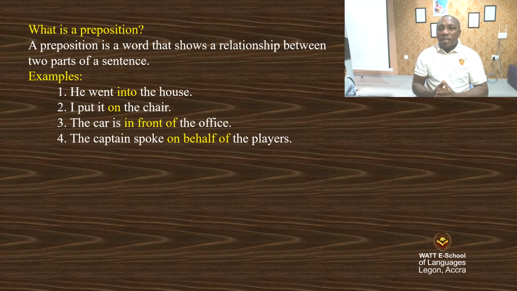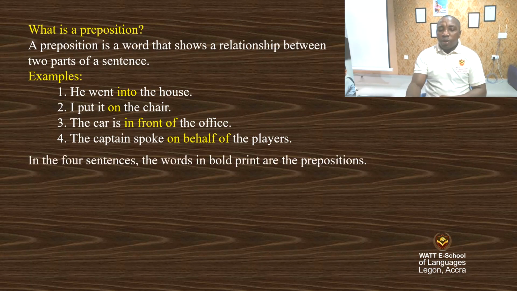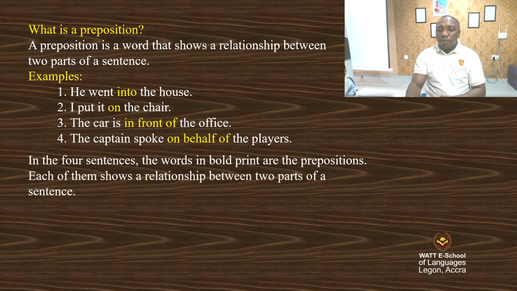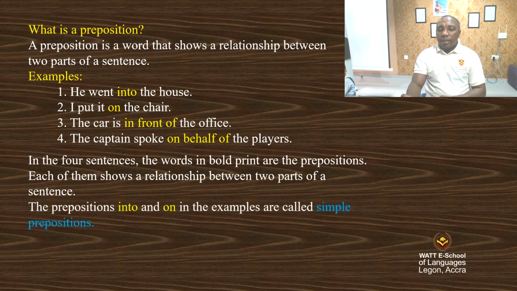You can see that there are some words that have been outlined in colors. They are called prepositions. And they show the position of the item compared to another one. So in this lesson, we are going to look at those prepositions that clearly allow us to show the position of an item compared to another. In the four sentences, you can see that the words in bold print are the prepositions, as I said earlier. Each of them shows a relationship between two parts of a sentence.